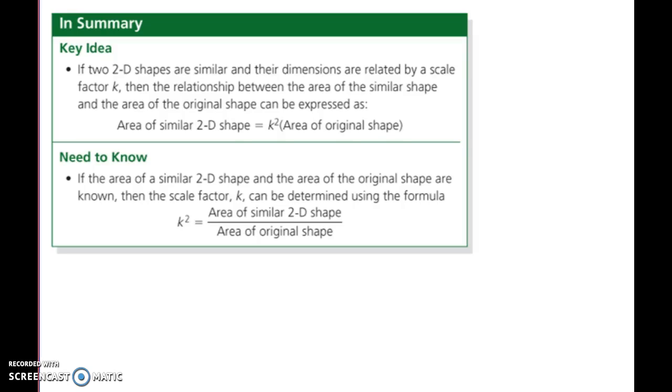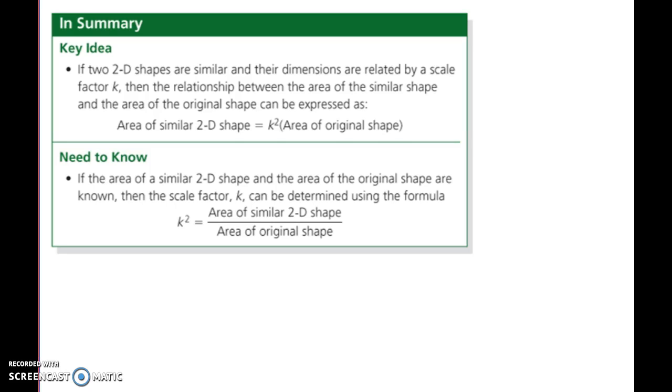In section 8.4, I'm just looking at the summary on page 486. There's two important formulas here. It's actually one, but they just manipulated it so that it can be changed. So we're talking about scale factors in areas of 2D shapes.